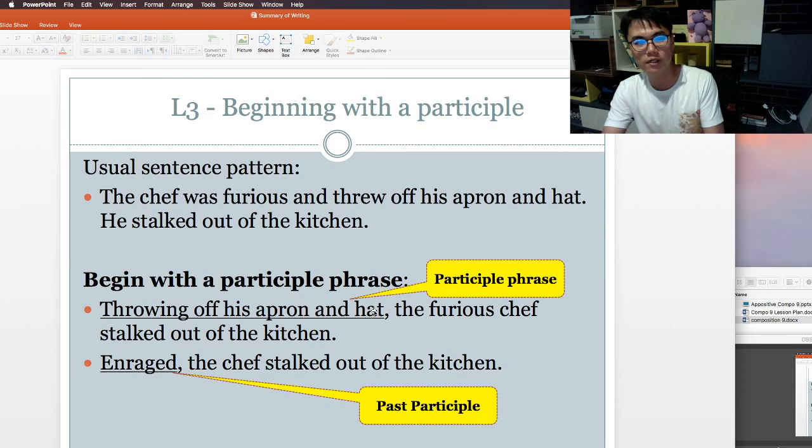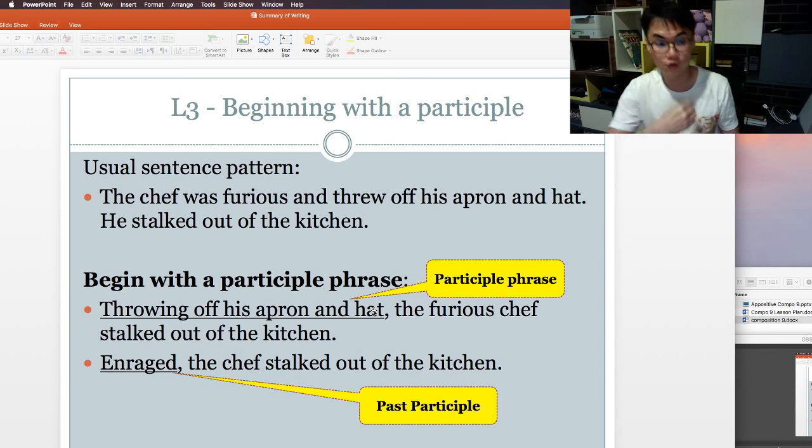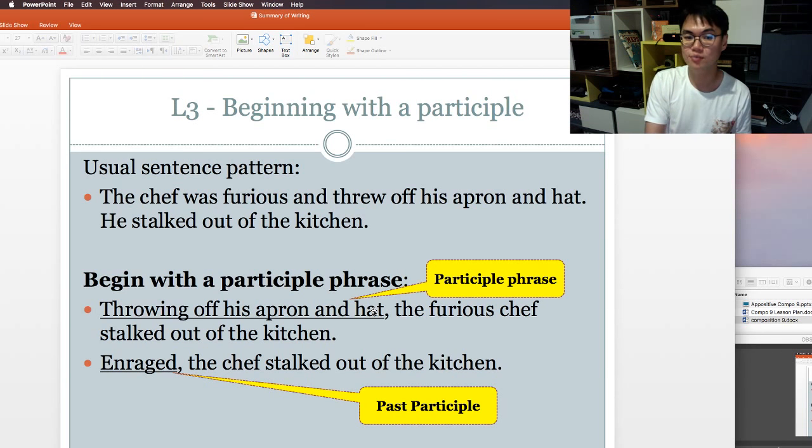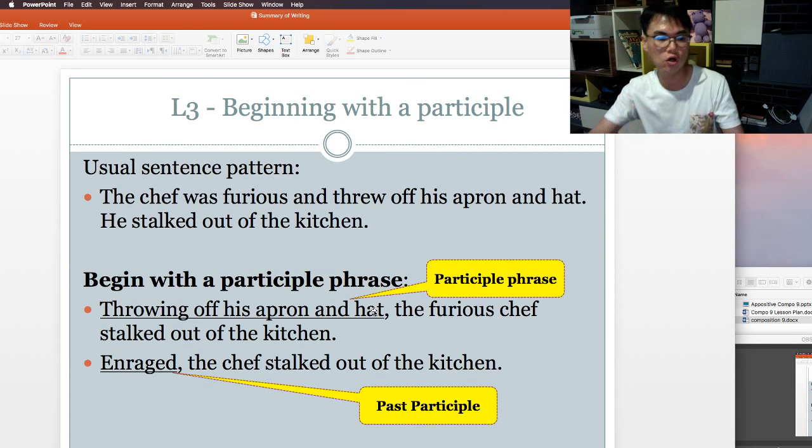So the third one is beginning your sentence with a participle. And you'll remember there's the past participle and there's the present participle, right? So in this case, if you look at the participle phrase, throwing off his apron and hat, the furious chef stormed out of the kitchen. Now can you see throwing? Throwing is a participle. It's a present participle. Throwing off his apron and hat, the furious chef stormed out of the kitchen.